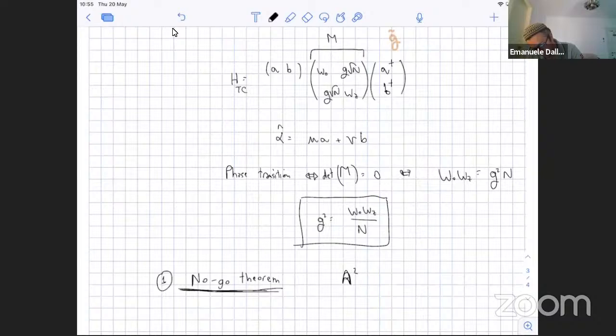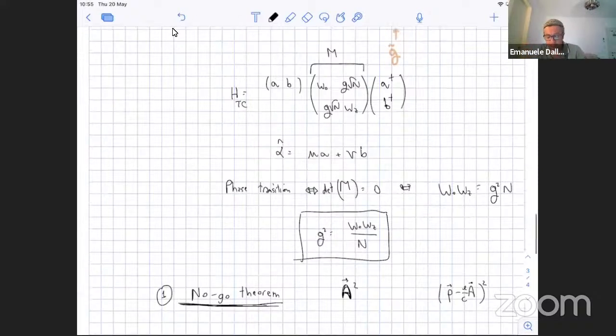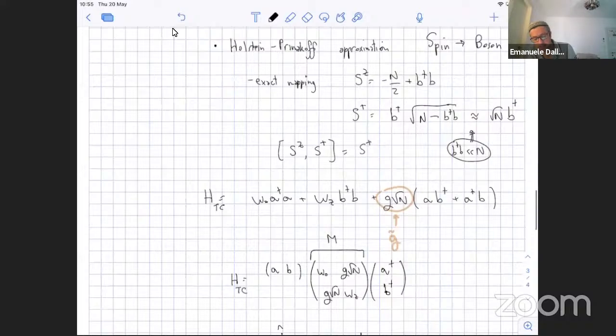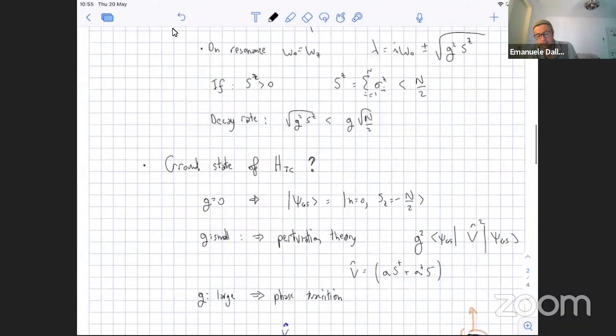So if you remember from electrodynamics, the coupling between matter and light is something like P minus A squared, right? Remember this expression, e over c times A. This is the way that you couple an electromagnetic field with matter, and there are terms that are proportional to the electromagnetic field. So these are these terms. In the Cummings model, these are terms that are linear terms, okay?